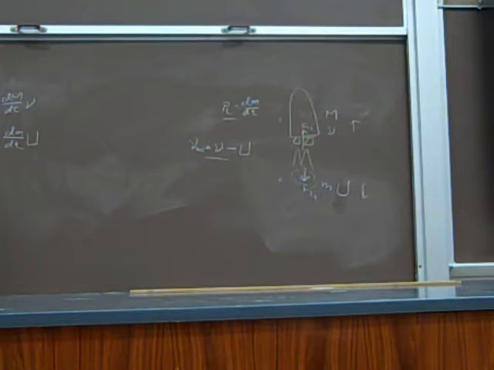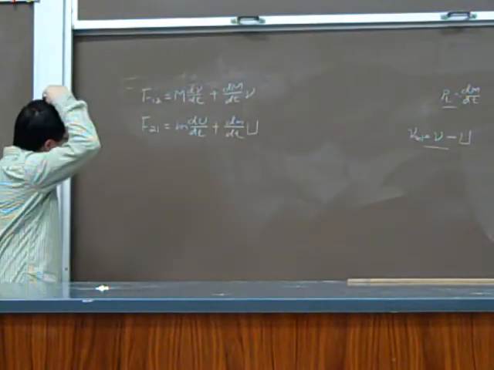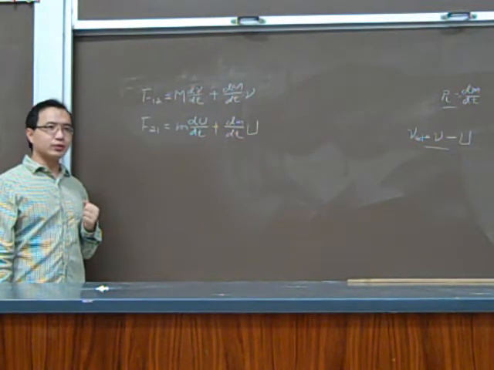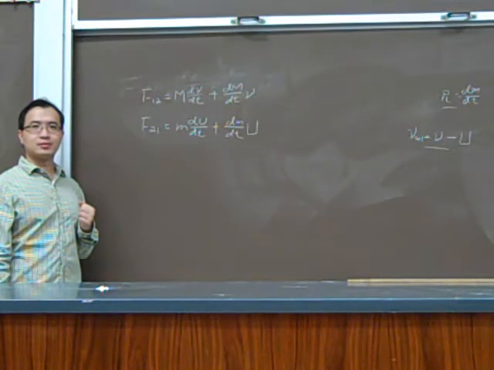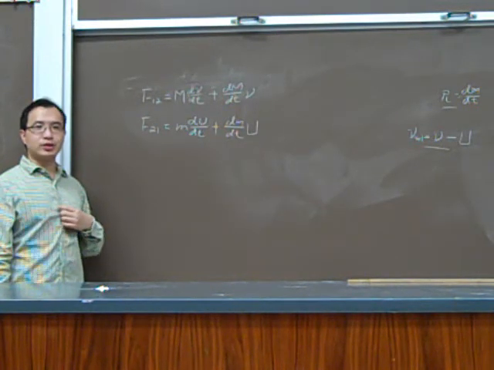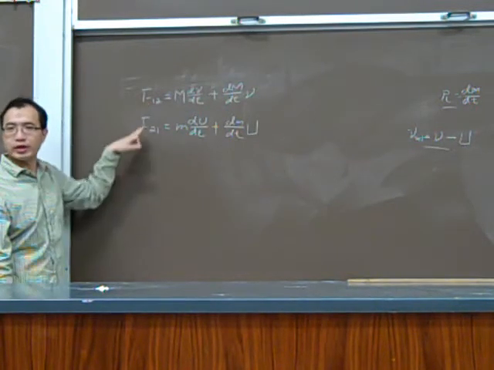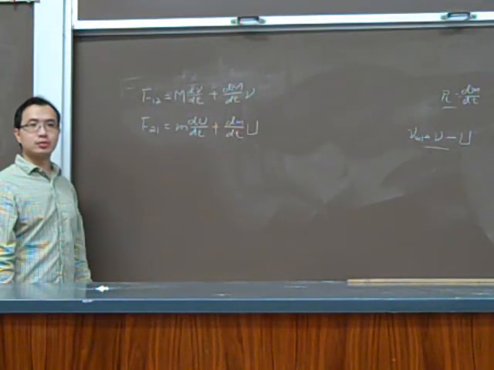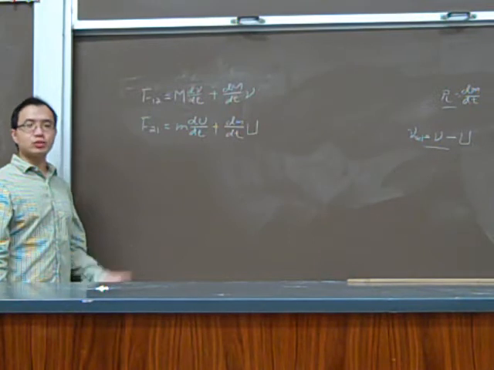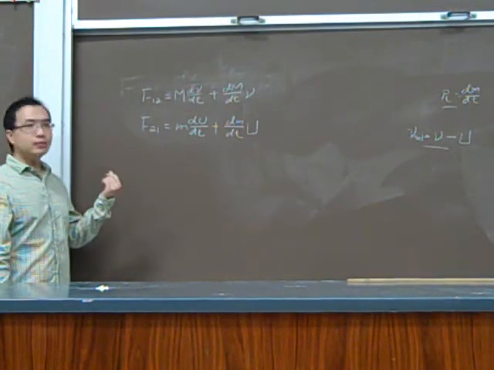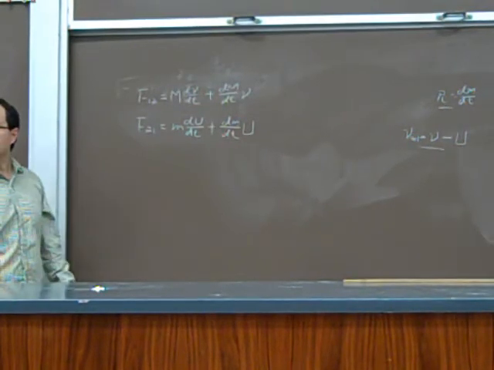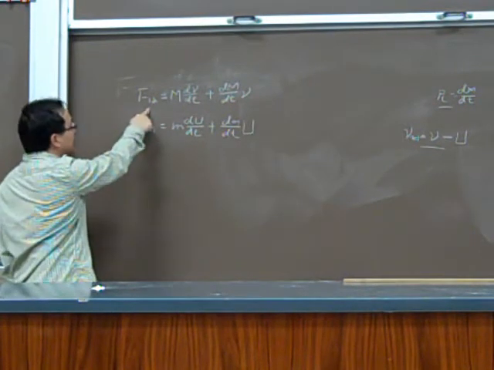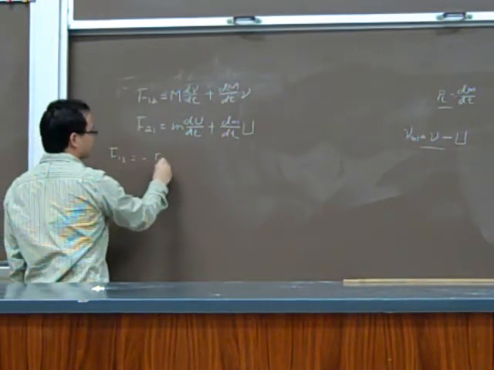Before substitution, let's do some rearrangement. The first thing is we want to combine the two equations. How can you combine them? They can be combined to get a very simple form. Think about F12 and F21. They are action and reaction. So what do we know about action and reaction? Opposite direction, same magnitude. So that means F12 equals negative F21.